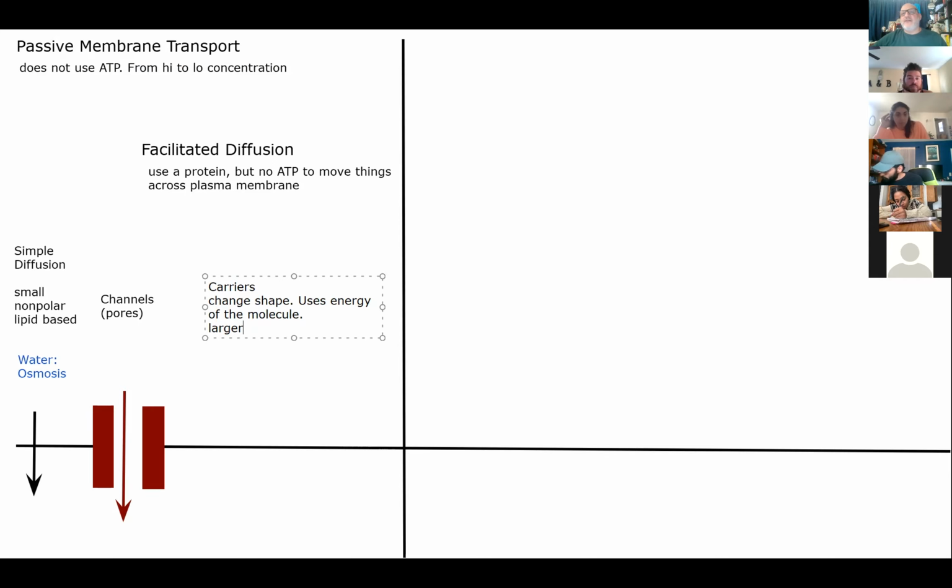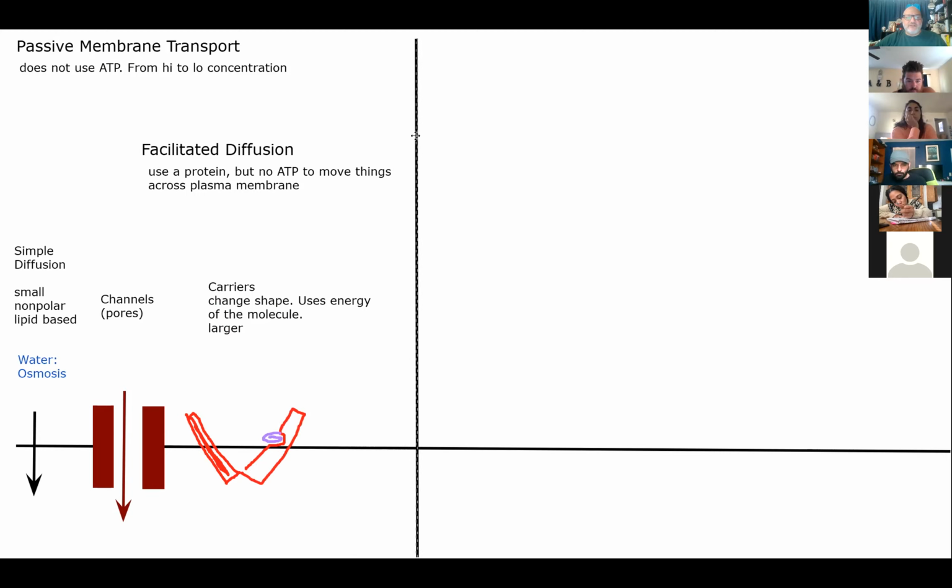We don't want that. So instead, what happens is we have this special carrier. And this special carrier basically is open on one side. So here's one of the proteins. Here's the other protein. And it's open on one side. And what happens is our glucose comes in and binds to it. And when our glucose comes in and binds to it, I think I'm going to cheat and give myself a teeny bit more room.